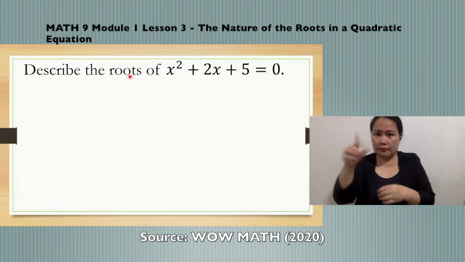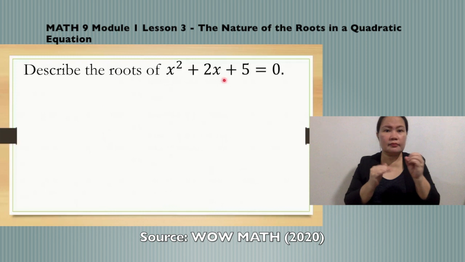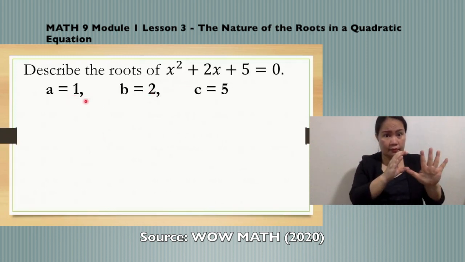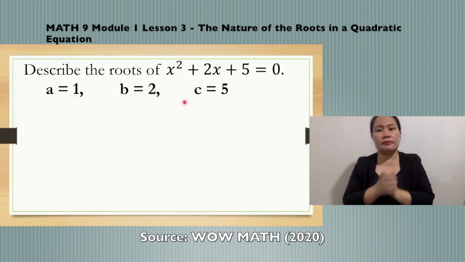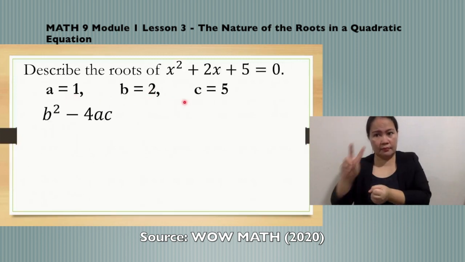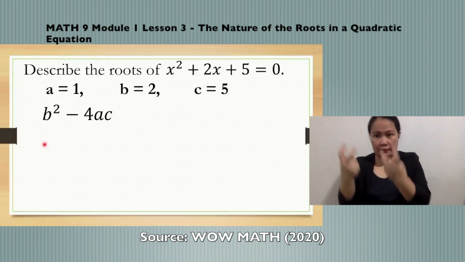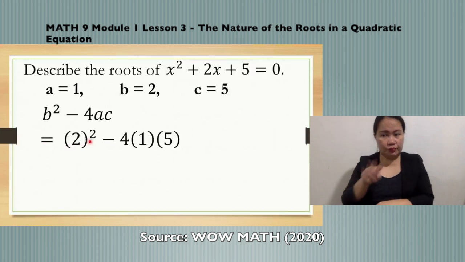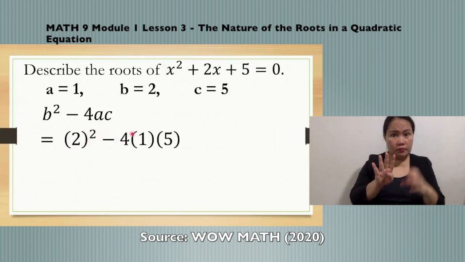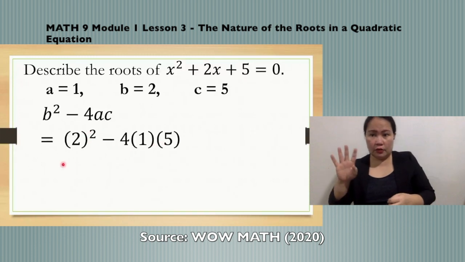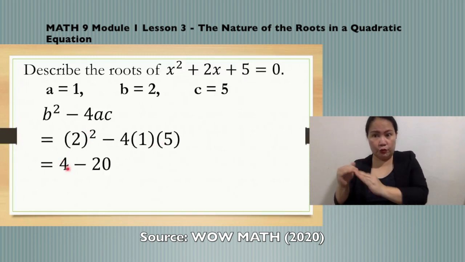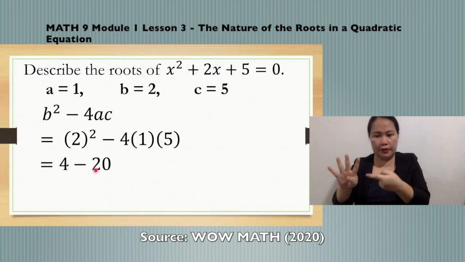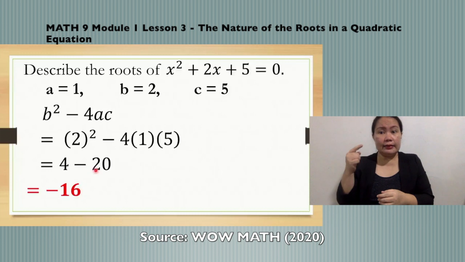Next, describe the roots of x squared plus 2x plus 5 is equal to 0. So we will have a is equal to 1, b is equal to 2, c is equal to 5. Alright, so let us substitute. Our b squared is 2. So, substitution lang tayo lagi. So, 2 squared minus 4, our a is 1, c is 5. Okay, let us simplify. So, 2 squared is 4, 4 times 1, that is 4 times 5, that is 20. So, 4 minus 20, that is negative 16.